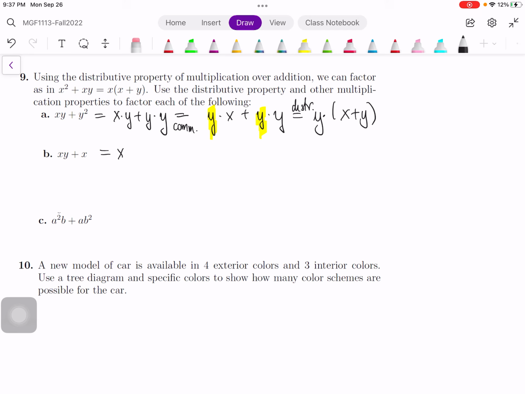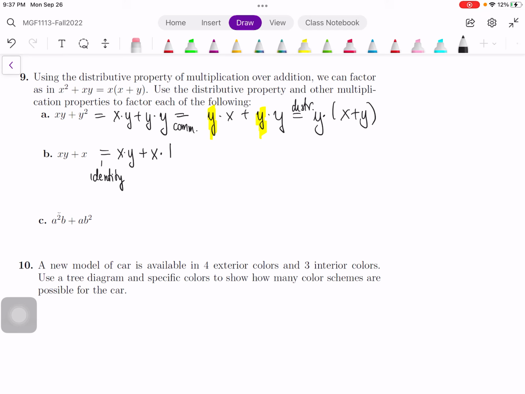So x times y, we have multiplication, but here there is no multiplication. And to factor out, I have to kind of reverse the distributive property of multiplication over addition. I have to have a multiplication. So here I can write x times 1, that's x. So what property did I use? Identity property. I remember 1 is like an identity.